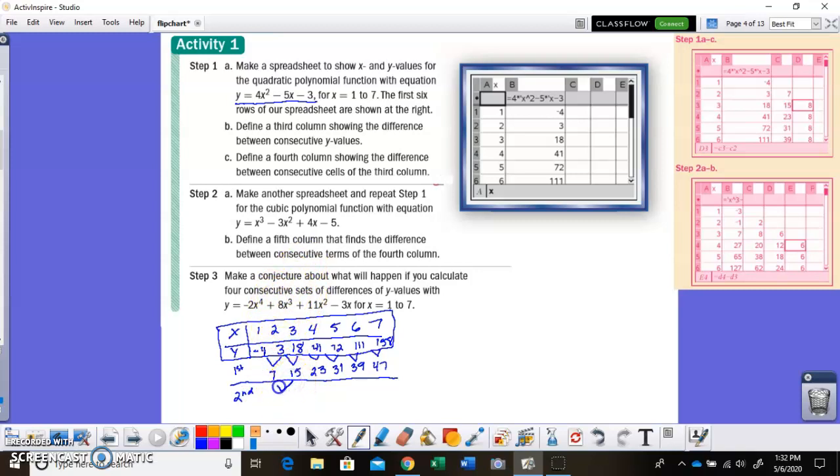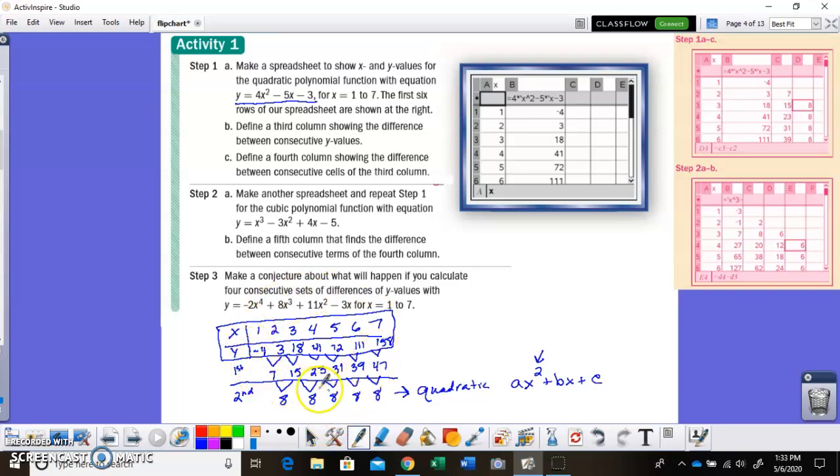So what is 15 minus 7? Well, I'm getting 8. And 23 minus 15? I'm getting 8. 31 minus 23 is an 8. 39 minus 31 is an 8. And sure enough, 47 minus 39 is an 8. So it took us till the second set of differences to get a constant number, which tells us this is quadratic. Because remember, quadratic is ax squared plus bx plus c. It has a degree of 2, which matches how many differences we had to go down.